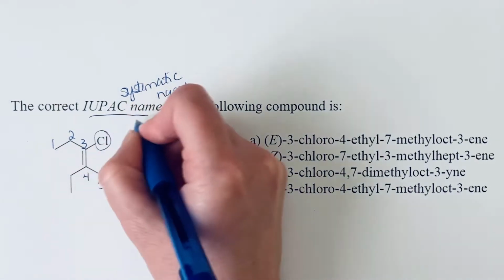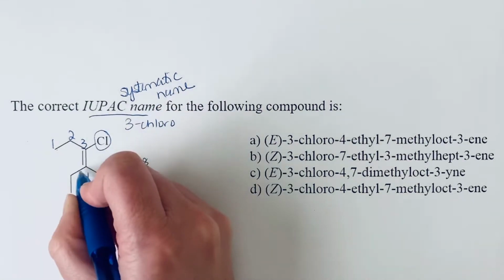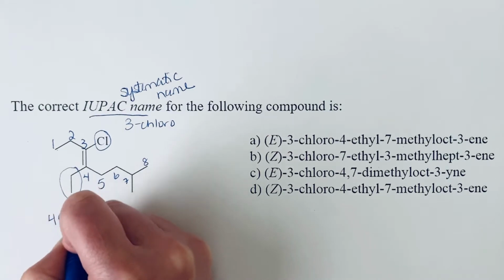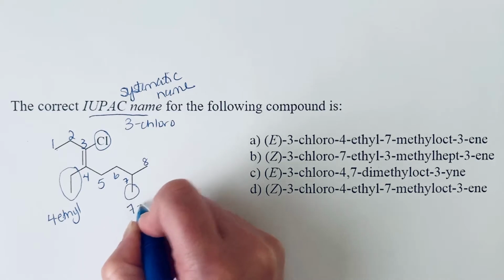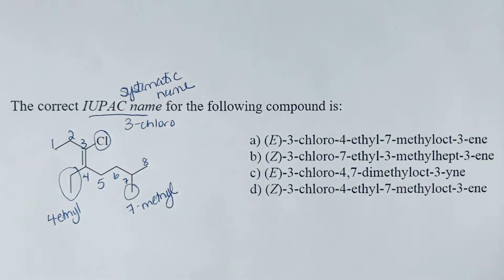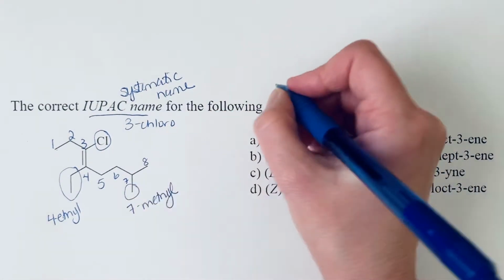We've got a chlorine on carbon 3. We have this ethyl group on carbon 4. And we have a methyl group on carbon 7. So we have an octene. So if we put this name together, we're going to put these in alphabetical order.